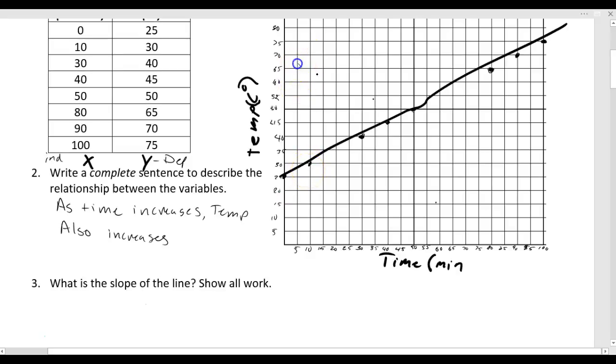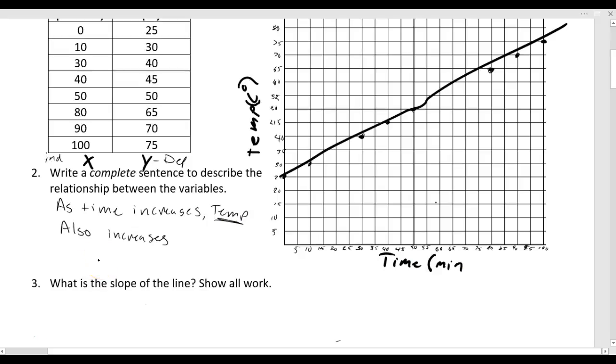Now, let's say we had a line that did something like that. Then it would be a little bit different. As time is increasing, what's occurring to the temperature? Then temperature would be decreasing. We would have a dot here, and as you move left to right, some time passed and your temperature was decreasing. That's one way to analyze how that works. But in this case, with the plotted points that we have, as time increases, temperature also increases.